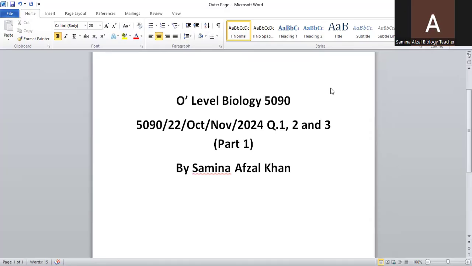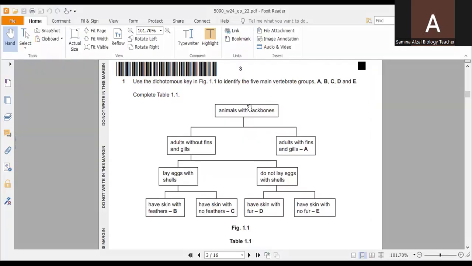O-Level Biology 5090, Paper 2, Variant 2, October November 2024, questions number 1, 2, and 3. Question number 1 is: use the dichotomous key in figure 1.1 to identify the 5 main vertebrate groups A, B, C, D, and E. So complete table 1.1, animals with backbones. Animals with backbones means these are the vertebrates.